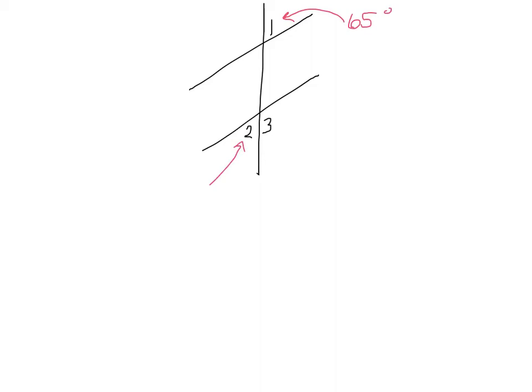It says two workers paint lines for angled parking spaces. One worker paints a line so that the measure of angle 1 is 65 degrees. The other worker paints a line so that the measure of angle 2 is 65 degrees. Are the lines parallel? So if we know that the measure of angle 1 right here is 65 degrees, and we know the measure of angle 2 is 65 degrees, are the lines parallel? And you have to explain.